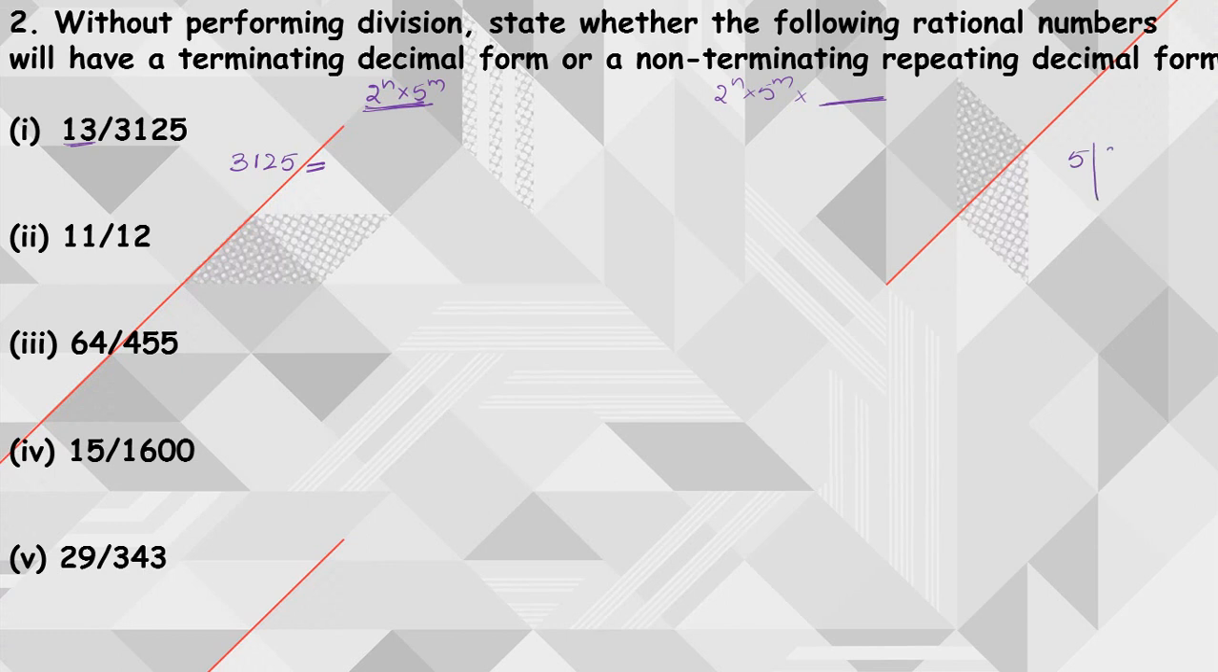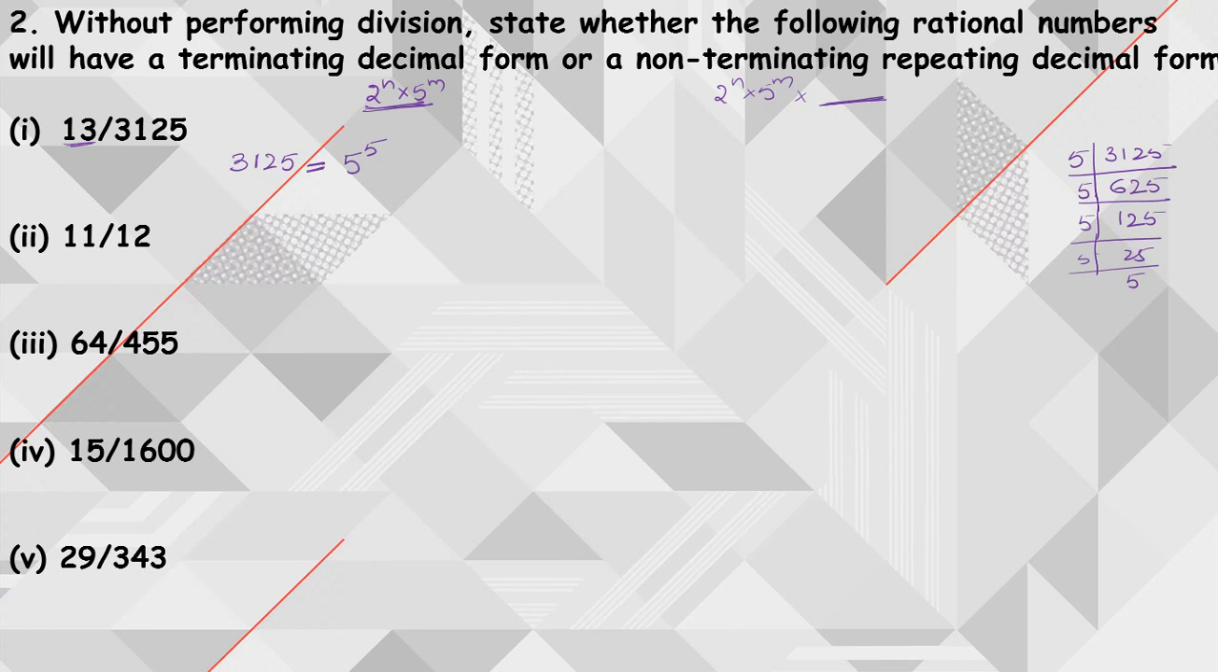In the 5 table we can start with 3125. 5 6s are 30, 5 2s are 10. Next 625, again in the 5 table. 5 1s are 5, 5 2s are 10, 5 5s are 25. Again in the 5 table, 5 25s are 125. Again in the 5 table, right? So from this I can say 3125 can be written as 5 power 5.